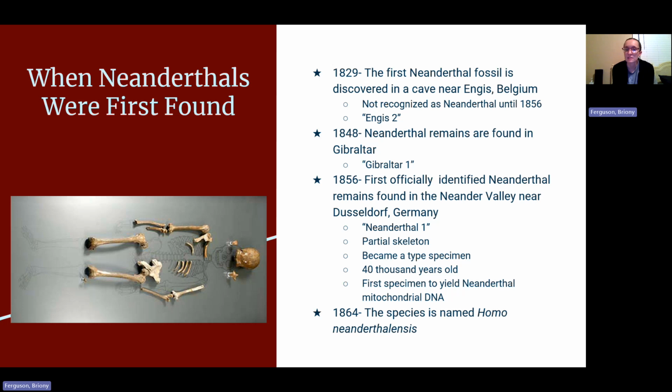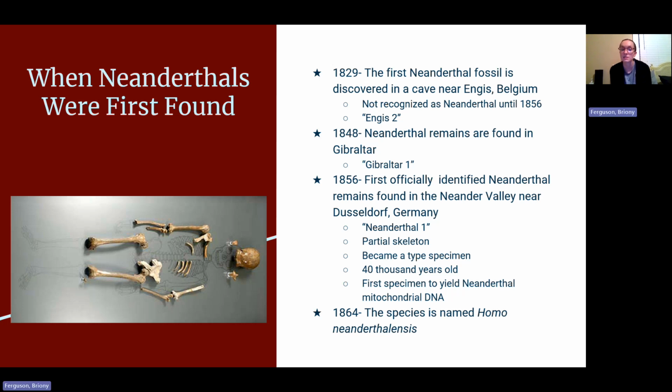Now, when we get to 1856, people are finding more Neanderthal remains, obviously, and people start to actually wonder if these are a new species or not. But regardless, some Neanderthal remains were found in Neander Valley near Dusseldorf, Germany. So that is where they get the name Neanderthal. The remains were nicknamed Neanderthal I, often shortened to Neander I. And it was a partial skeleton.